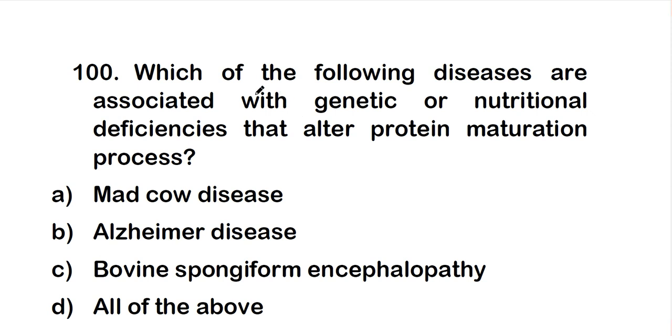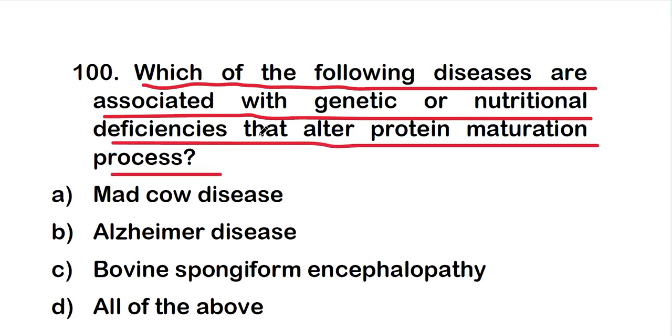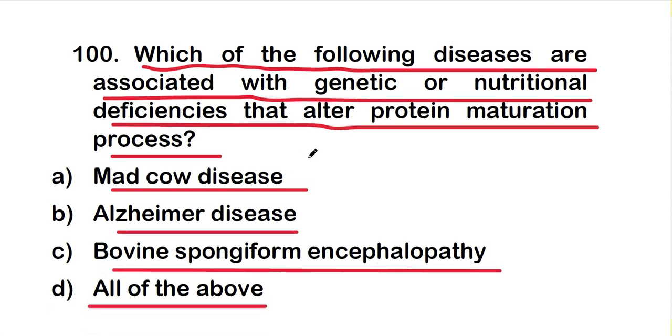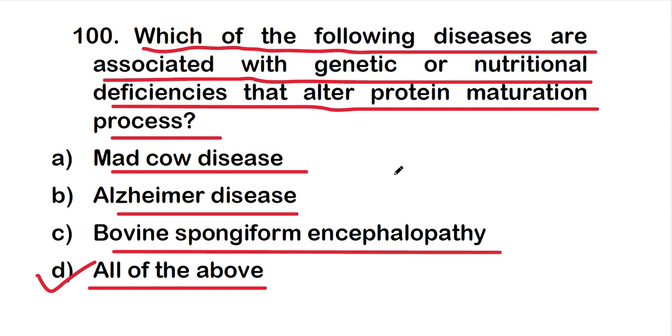So the first question of this video is, which of the following diseases are associated with genetic or nutritional deficiencies that alter protein maturation process? The options are mad cow disease, Alzheimer disease, bovine spongiform encephalopathy disease, or all of the above. So the right answer is option D, that is all of the above are correct. So all these diseases are associated with genetic or nutritional deficiencies that alter protein maturation process.